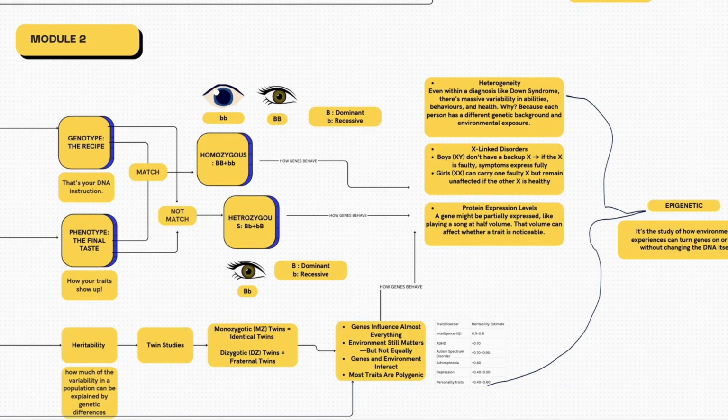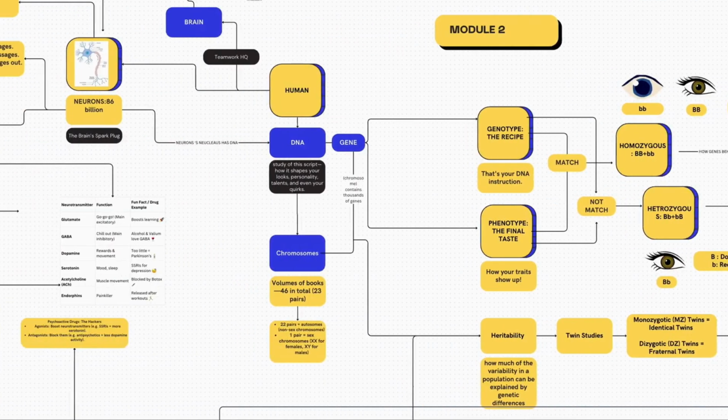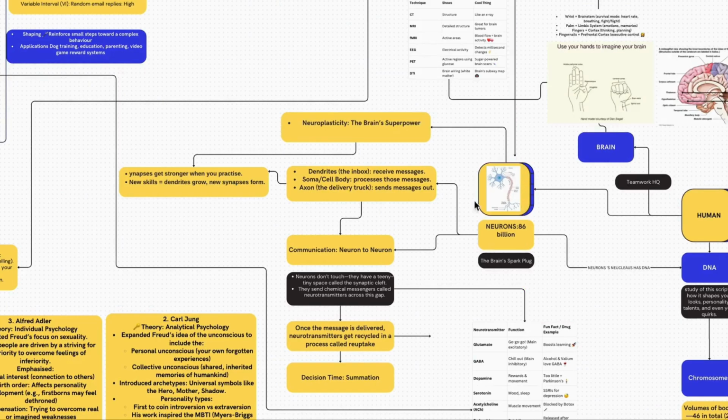Now let's go ahead and learn about neurons. We have around 86 billion neurons in our body, and these are basically the brain's spark plugs. And the good thing about neurons is neuroplasticity. It's the brain's superpower. Synapses get stronger when you practice new skills, dendrites grow, and new synapses are formed. That is called neuroplasticity.